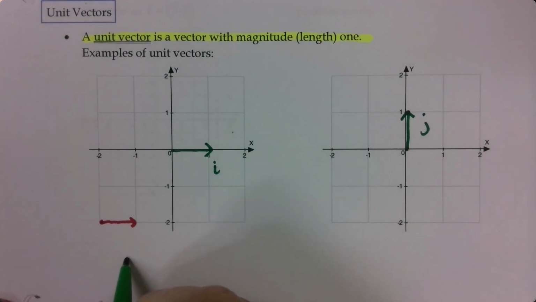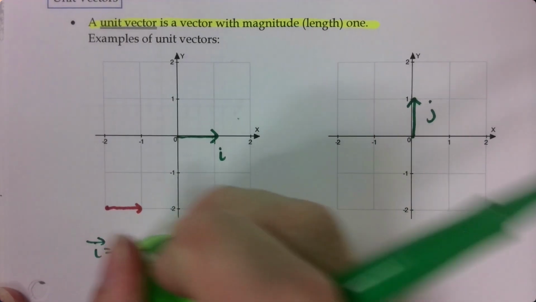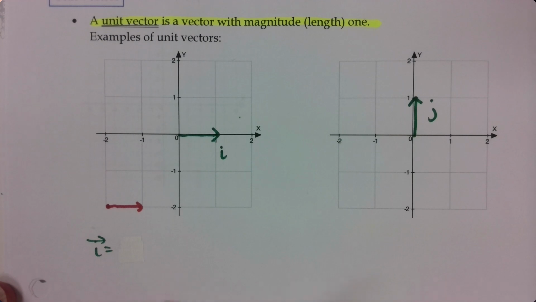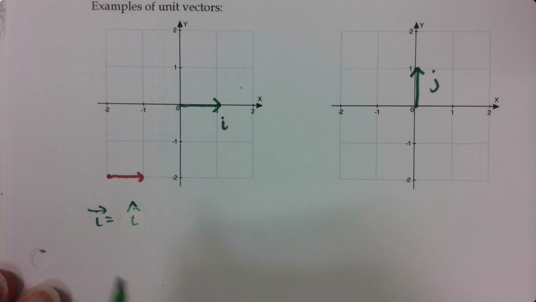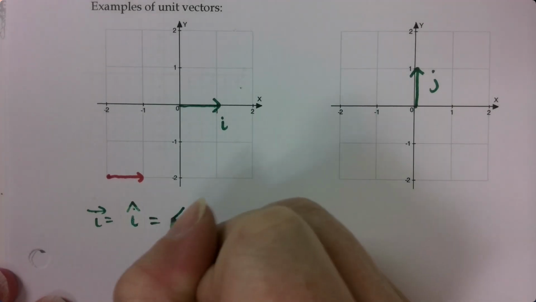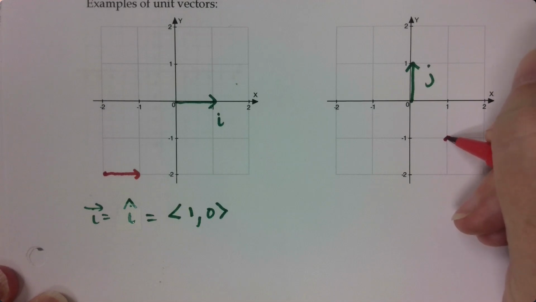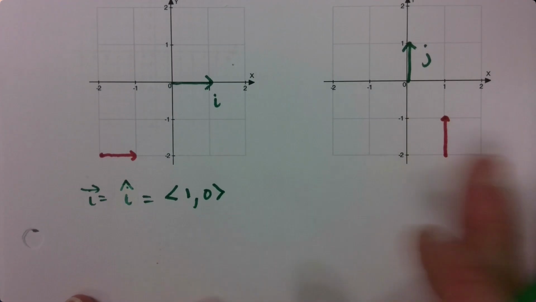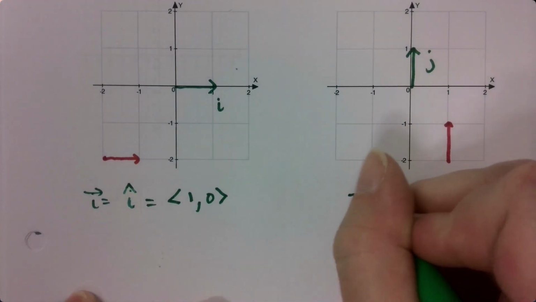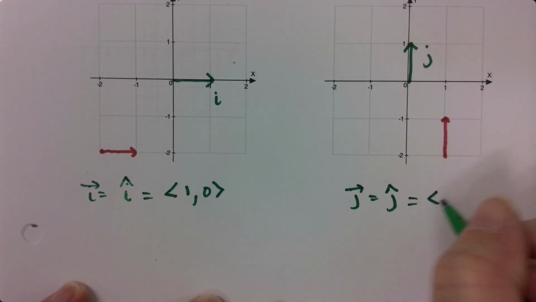So I is abbreviated several ways, actually, I should say. Because it's so commonly used in so many fields, it has a lot of different ways to write it. So I is also I with a little caret on its head, which is 1, 0. J, which again, any vector of length 1 works because they're all the same, right? Because vectors are free. J is J with a little caret on its head, which is 0, 1.